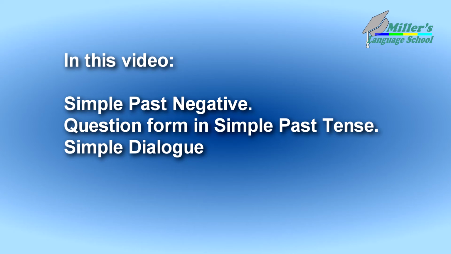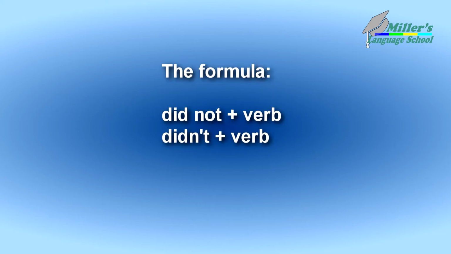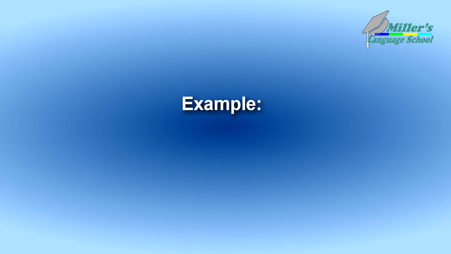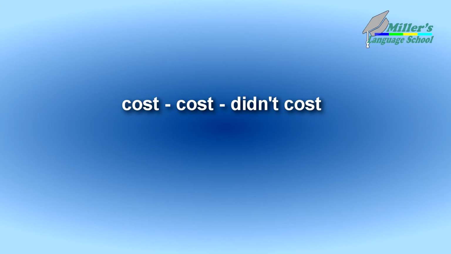In this video: simple past negative, question form in simple past tense, simple dialogue. How to make the simple past negative. The formula: did not plus verb, didn't plus verb. Example: the verb to cost. Cost, cost, didn't cost.